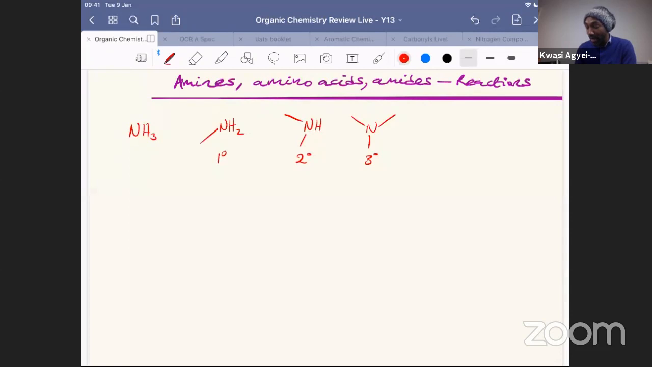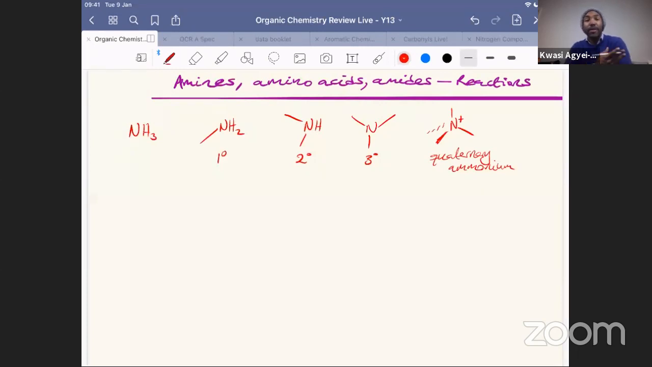So you may well have something that looks a bit like this, and it has a plus charge on it. So this would be a quaternary ammonium salt. With your salt, if we showed its counter ion, it could be tetramethylammonium chloride, for instance. So, quaternary ammonium species.